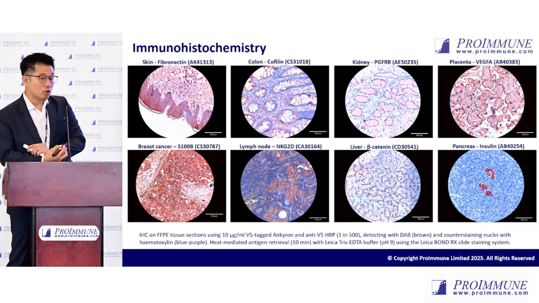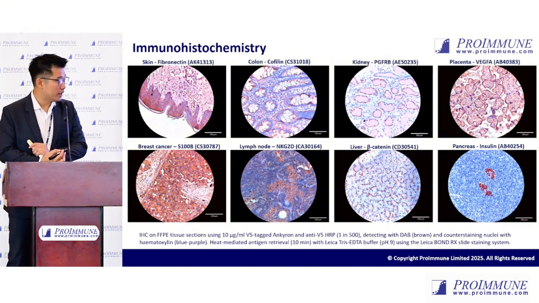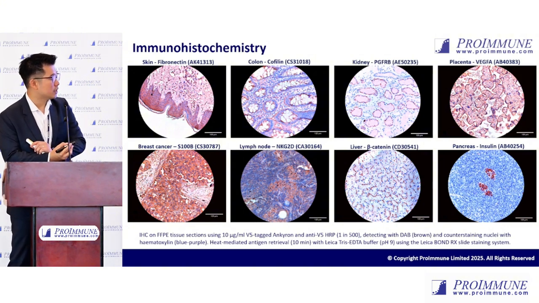So Ankyrons can also be used in IHC. We have generated a lot of beautiful data, and I just want to highlight the Ankyrons looking at the pancreas here, targeting insulin. You can see a very nice islet here in terms of the staining using the Ankyrons.